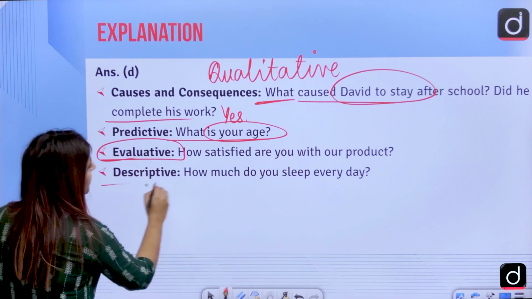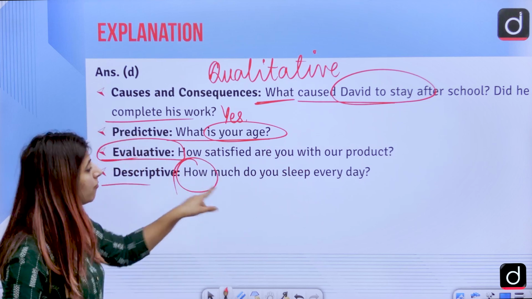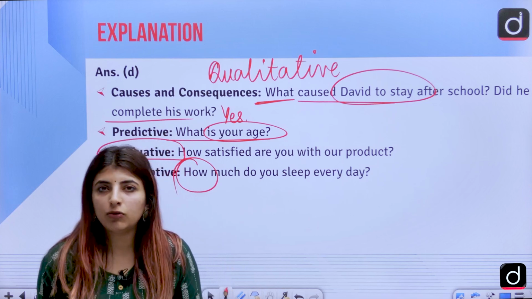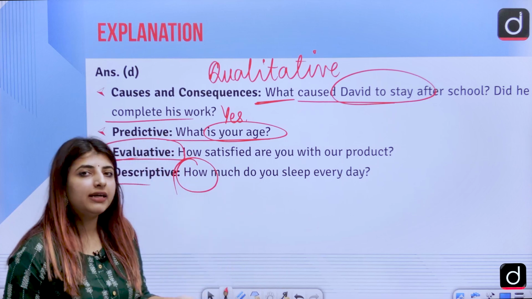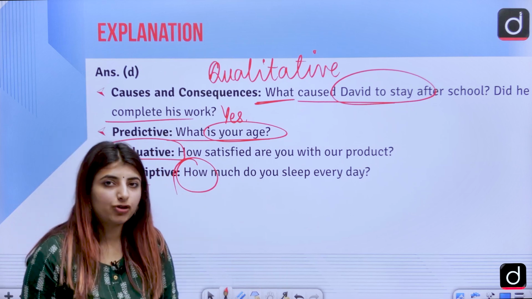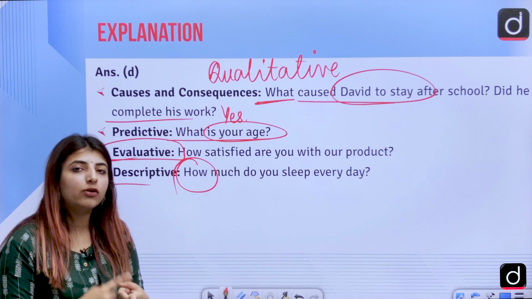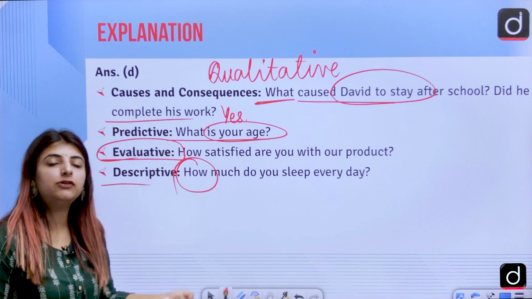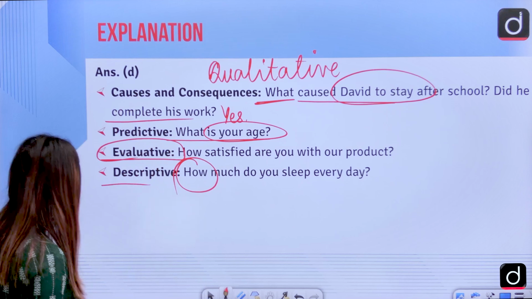Right? Descriptive is, can you explain, and how much do you sleep every day? What are the reasons that you wake up early in the morning, right? So different things which deal with the deeper aspects of the questions, those are the questions which are qualitative in nature, and hence we have these 4 options as the correct ones here.